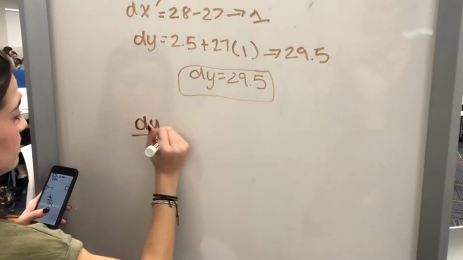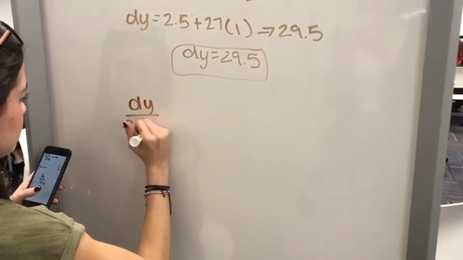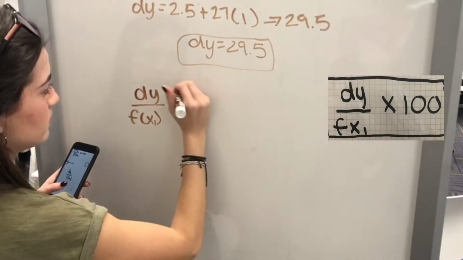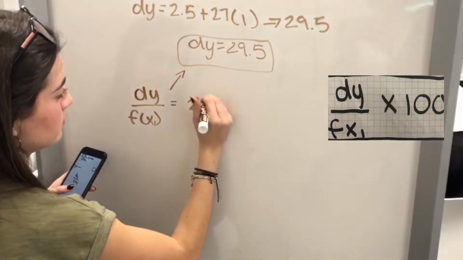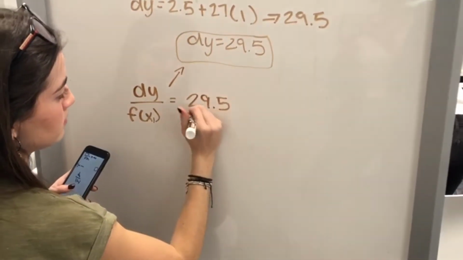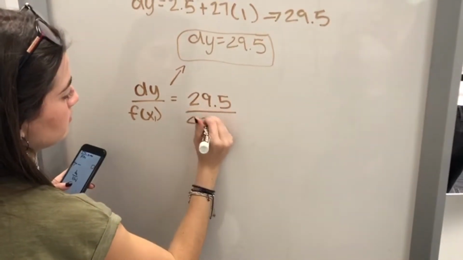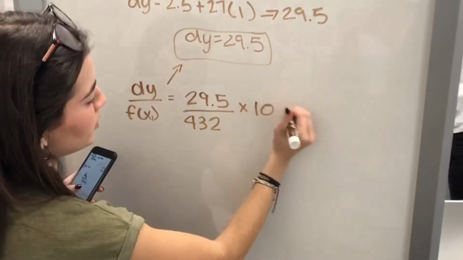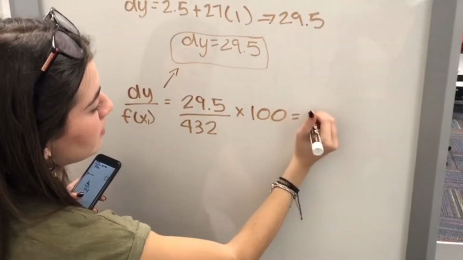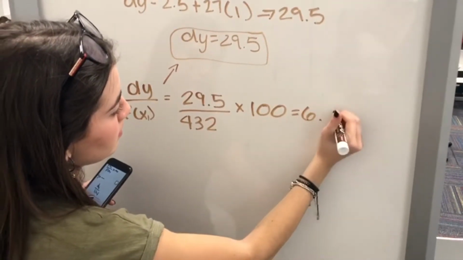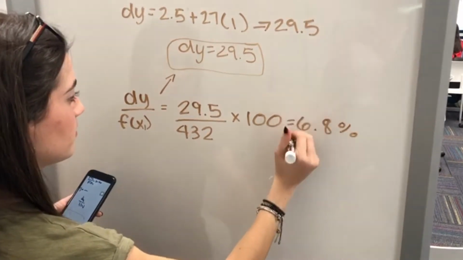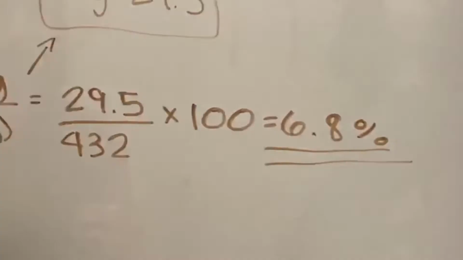We have a different question in the same problem that is asking for the percent change, and we're going to do this by using the formula dy over f of x1 times 100. So our dy is 29.5 that we already got, divided by 432 that we already got, that is our f of x1, times 100, and that is 6.8%. And that is our percent change.